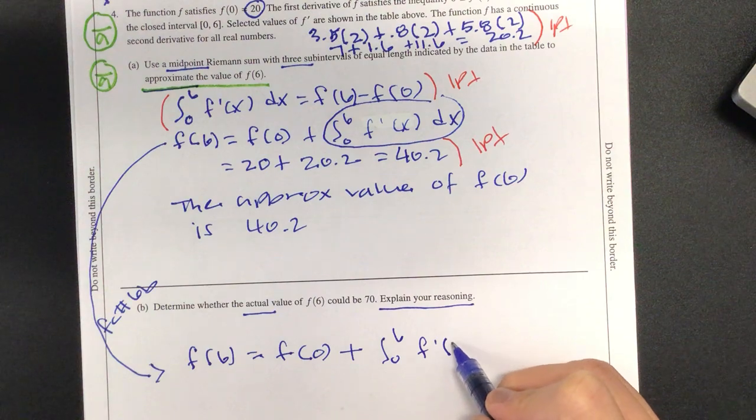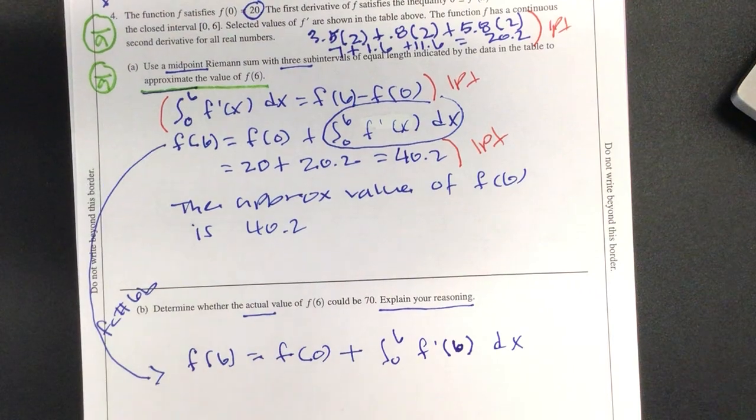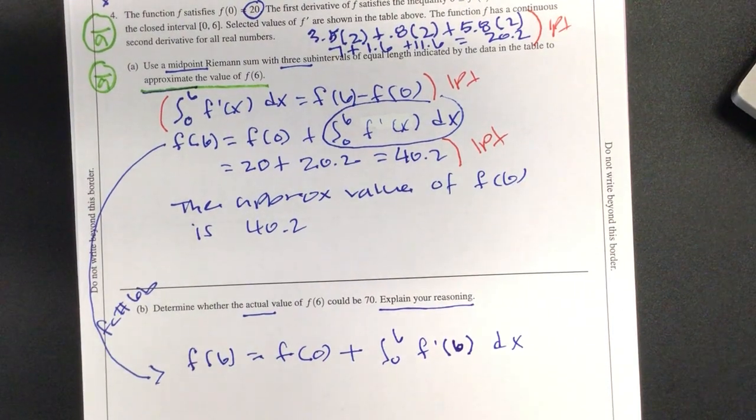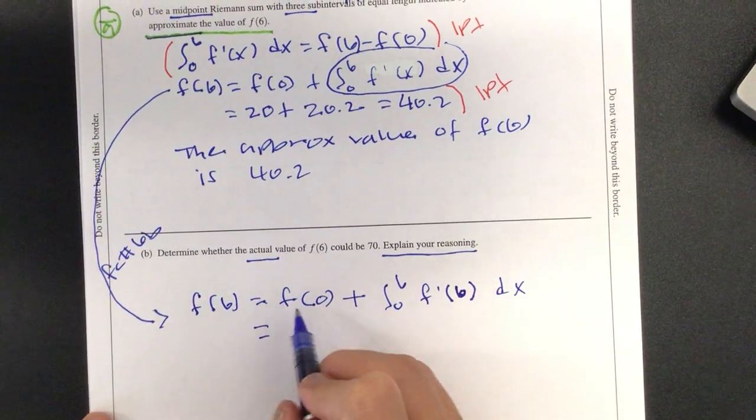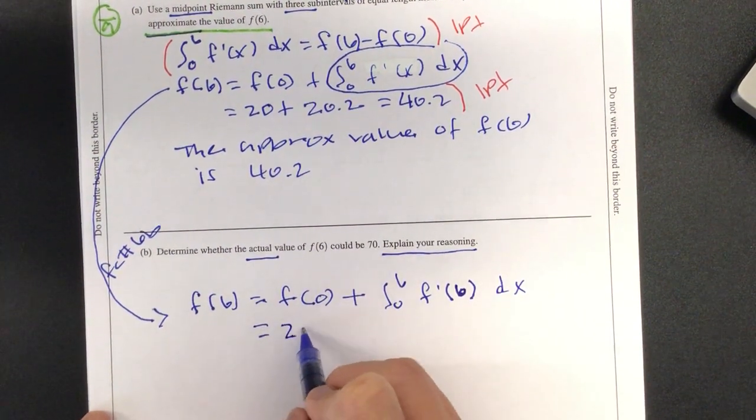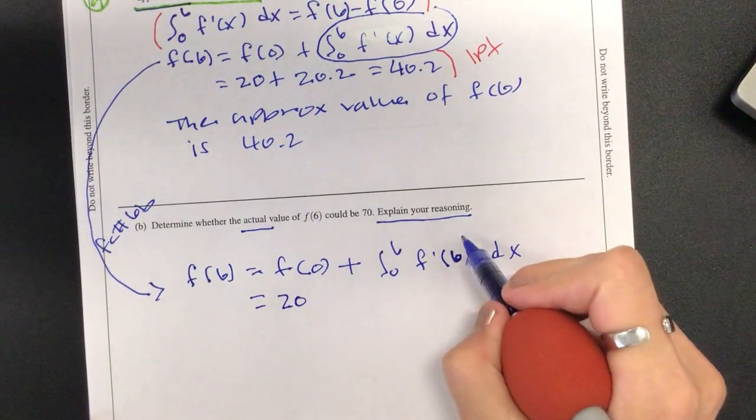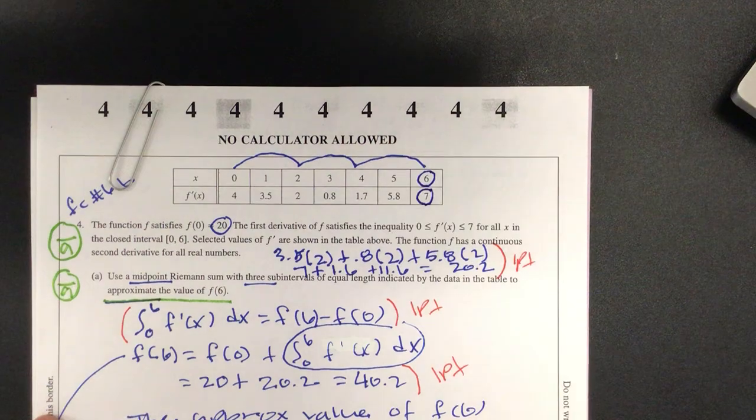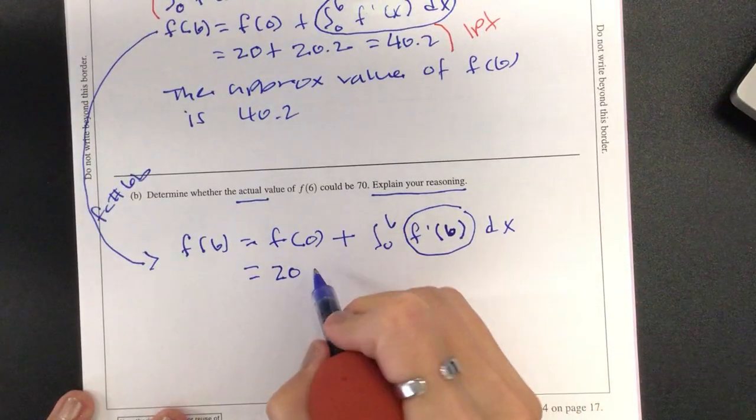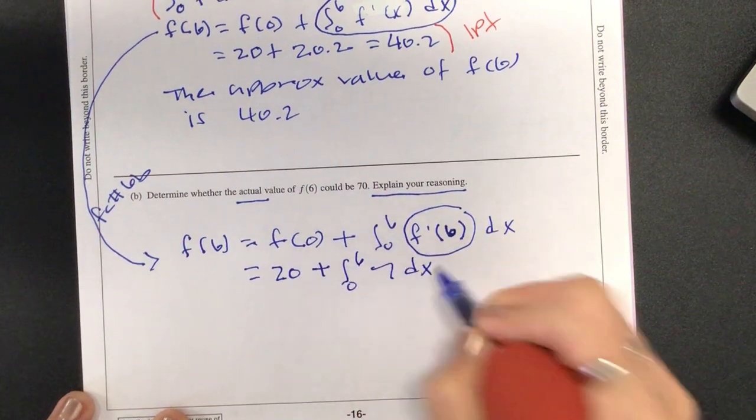And then we're looking at the value of 6 dx. So let's keep what I already know. What was f of 0 from part A that I can't change? 20. So if I'm finding the actual value on this one, let's think about what the value of this one right here is on our chart. It says when x equals 6, f prime of 6 is how many? 7. So I'm just going to plug that in. Integral from 0 to 6 of 7 dx.